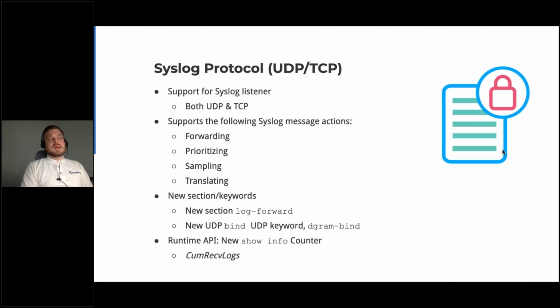To support all of this, a new section has been introduced named log-forward. This is where you will configure the bind and backend syslog servers. This section also supports a new UDP bind keyword named dgram-bind. A new runtime API counter, CumRecvLogs, has been introduced to the show info command, which provides a global count of received syslog messages.